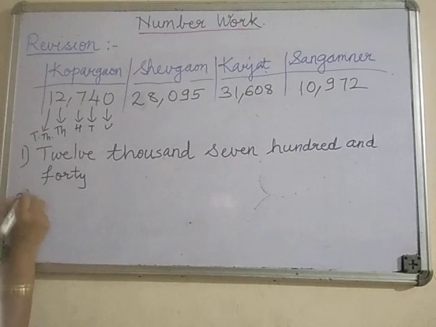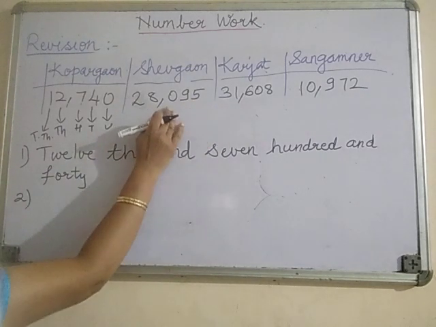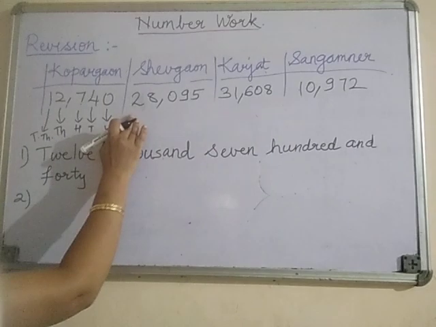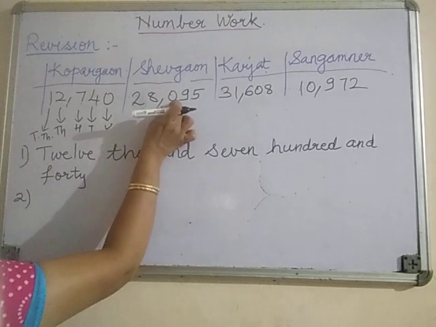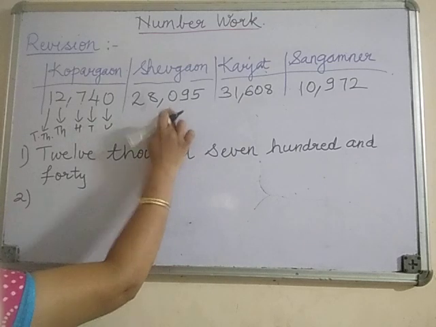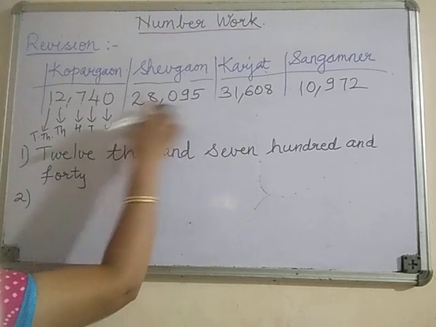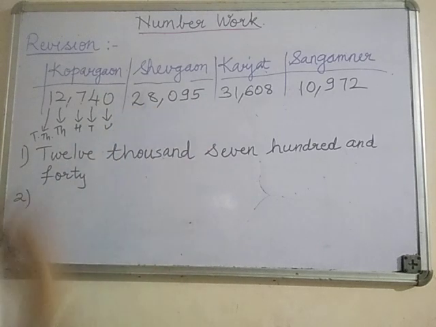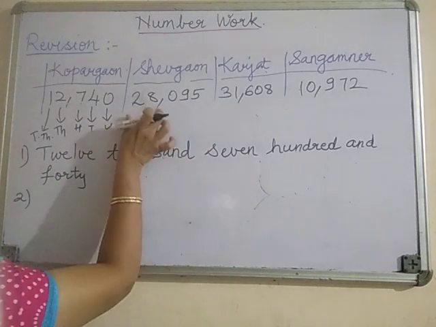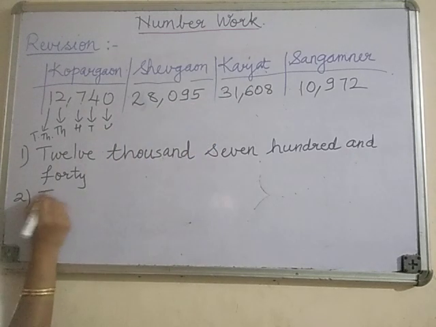Okay, second one, again it is a 5-digit number. So this is unit, tens, hundreds, thousand, 10,000. So this is 28,000. In place of 100 there is 0. So that means you are not going to say it as 0, 100. You will directly say 28,095. Okay, you are going to say like this, 28,095.